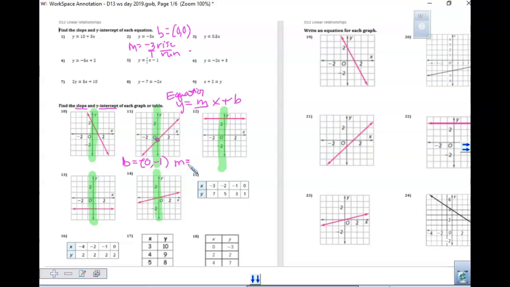Slope for this one, as I am looking at it. Nick, what would you say our slope is in number 11? 2 over 1? He said 2 over 2. Okay, 2 over 2. I want up 2 and over 2. I could go with that. But if I'm simplifying it, 2 divided by 2 actually equals 1. And again, keeping in mind the rise over run.